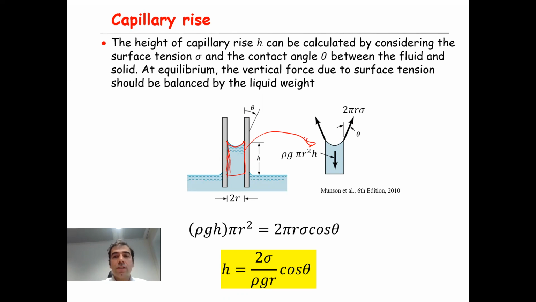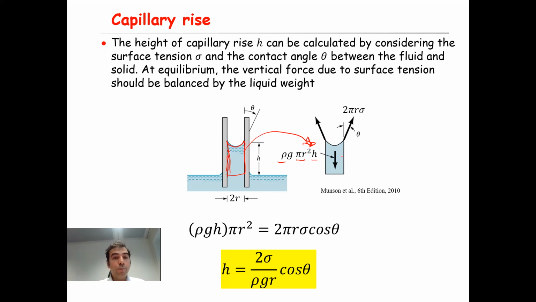There are two forces acting on this parcel of fluid in the vertical direction. One is the weight of the fluid, that is m times g, and the mass m is equal to density rho times volume V. The volume here is a cylindrical volume, that is pi r squared, the area, times h, the height.